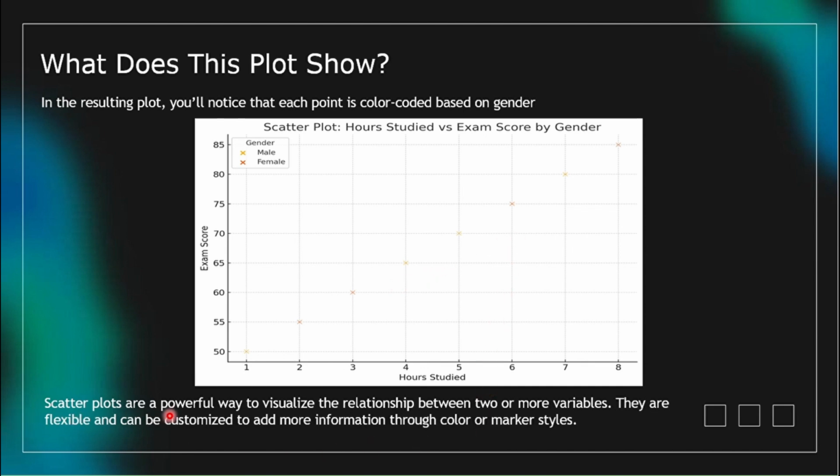So, scatter plots are a powerful way to visualize the relationship between two or more variables. They are flexible and can be customized to add more information through color or marker styles. In Seaborn, the scatter plot function makes it easy to create these visualizations, giving us insight into trends, correlations, and even outliers within our dataset.